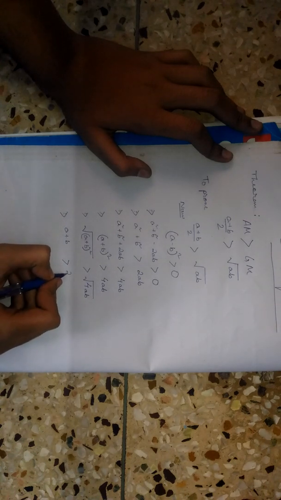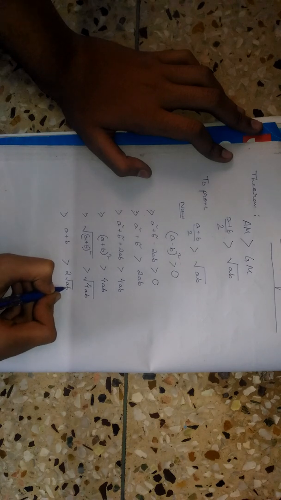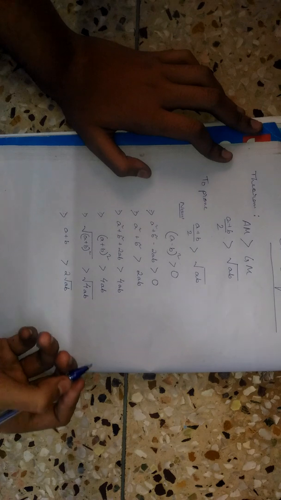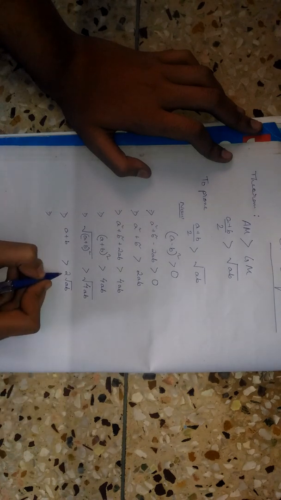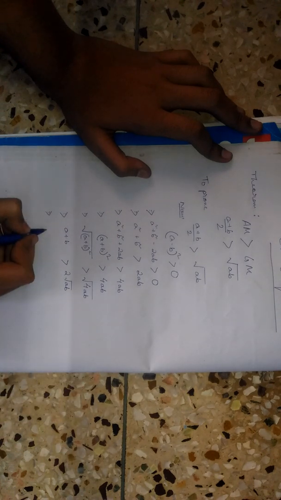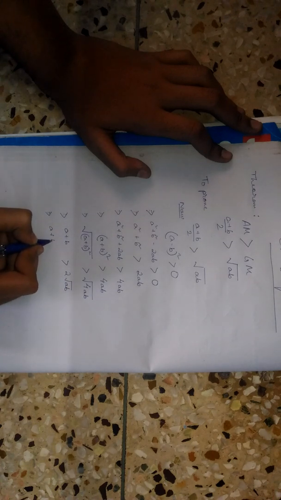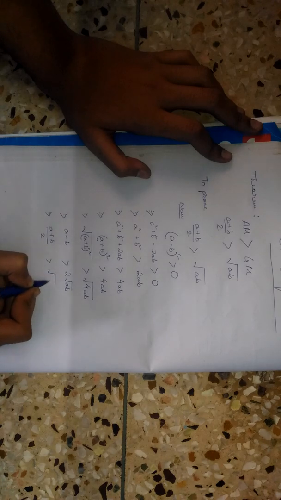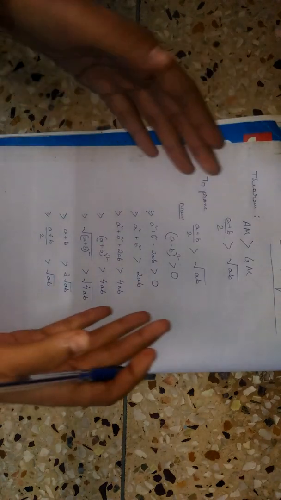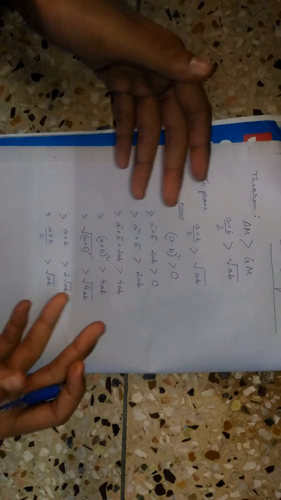Now we can write it as 2 root ab, because the value of root over 4 is 2. Now if we change the side of 2, as it is multiplied here, it will come as divided in the opposite side. So it is proved. But if you find this method very hard to remember, we have an alternative method.